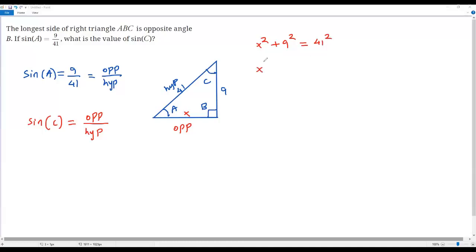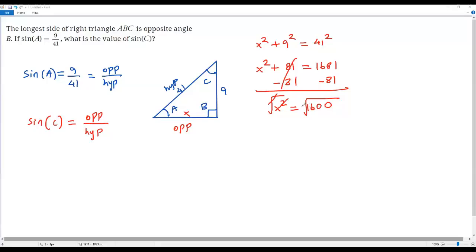Okay, x squared plus 9 squared, and 9 squared is 81. 41 squared is 1681. Let me subtract 81 from both sides. So this positive 81 and 81 cancel out. I get x squared is equal to, when I subtract 81 from 1681, 1600. So to get the value of x, I have to get rid of the square. For that, I'm taking the square root on both sides. So the square root cancels out the square.